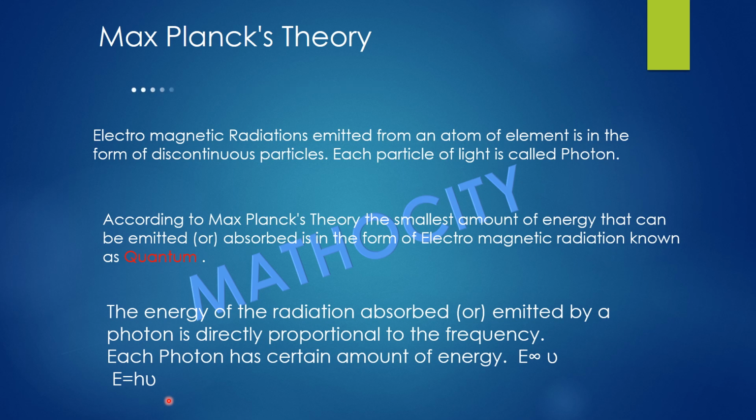So according to Planck's quantum theory, the smallest amount of energy that can be emitted or absorbed in the form of electromagnetic radiation is known as a quantum. Quantum is nothing but the smallest energy that can be emitted or absorbed by the photons. Are you clear? So the energy emitted or absorbed is directly proportional to frequency. Now E is equal to h mu, where h is known as Planck's constant.